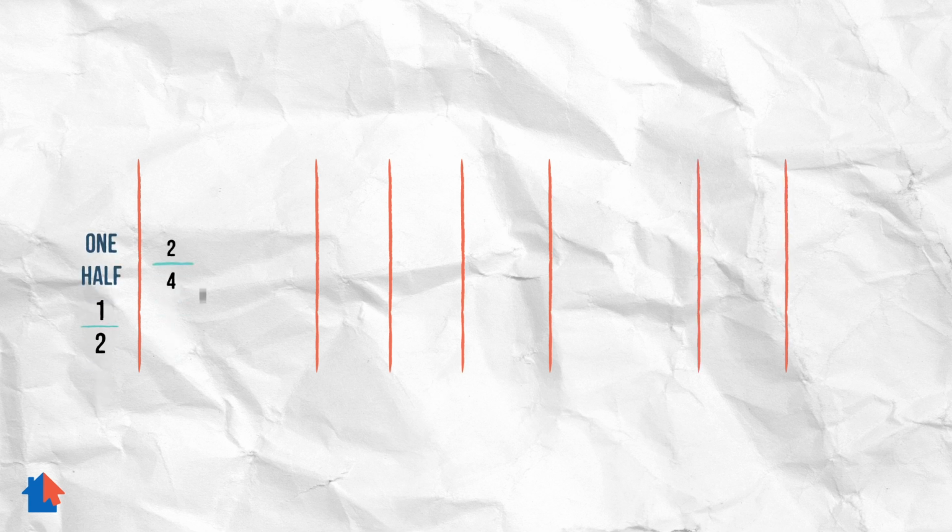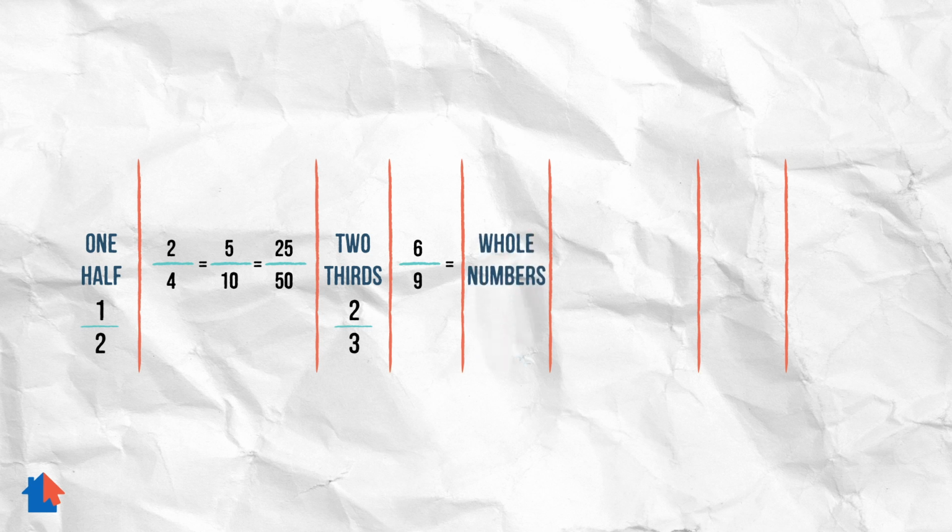1/2 = 2/4 = 5/10 = 25/50 = 1/2. 2/3 = 6/9 = 2/3. Whole numbers: 8/4 = 2/1 = 2. Mixed numbers: 9/4 = 2 and 1/4.